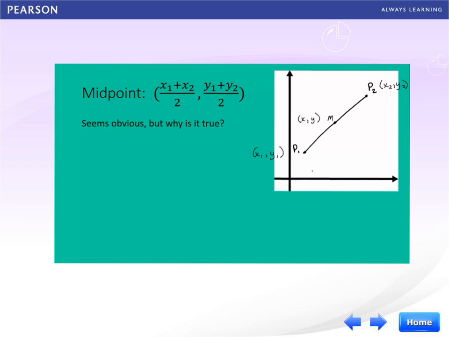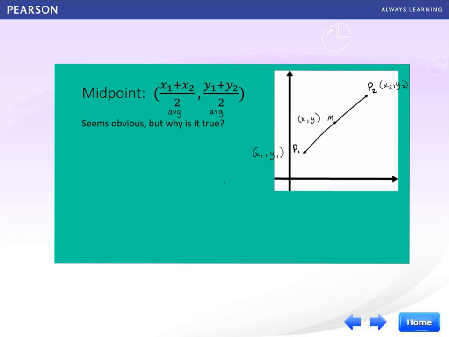So the midpoint formula is saying that if you use the coordinates of P1 and P2 and plug them into this formula, it's going to calculate an x and a y that are halfway between P1 and P2. So it's kind of interesting that the formula turns out to just be the average of the x values and the average of the y values. That seems intuitive, and a lot of people just accept it because once they see it, they think, oh yeah, that makes a lot of sense, right? But why is that true?